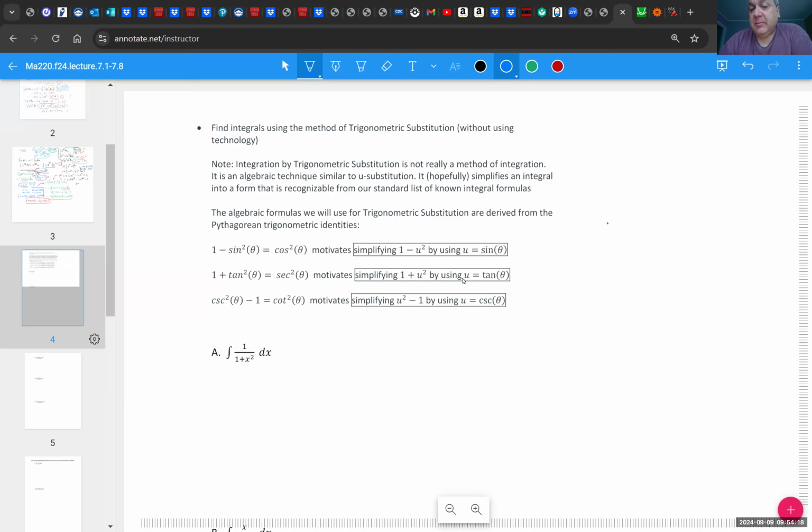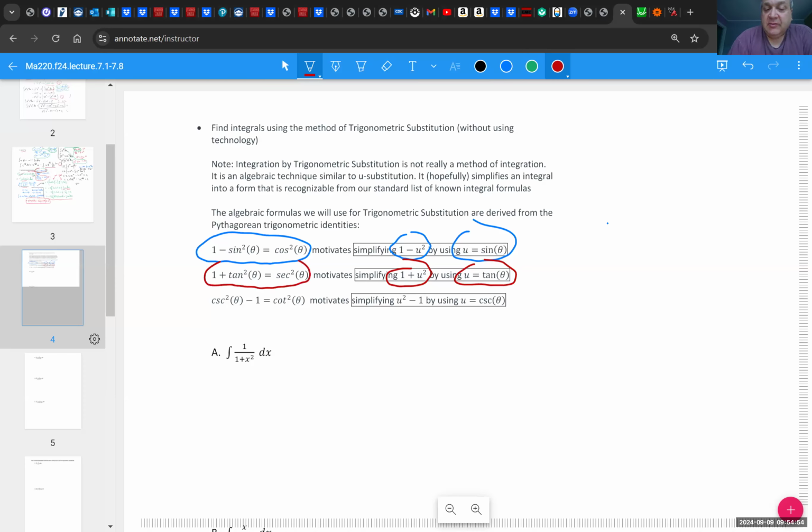It's motivated by the trigonometric Pythagorean identities. If you remember back from your trig course, we have sine squared plus cosine squared equals 1. If you move that around a little bit, you get 1 minus sine squared is equal to cosine squared. So when we have something like 1 minus u squared, we're going to use the substitution u is equal to sine theta to make this 1 minus sine squared, which converts to cosine squared. Likewise, if we have 1 plus u squared, we're going to use the substitution u is equal to tangent theta, and that's motivated by another of those trigonometric identities.